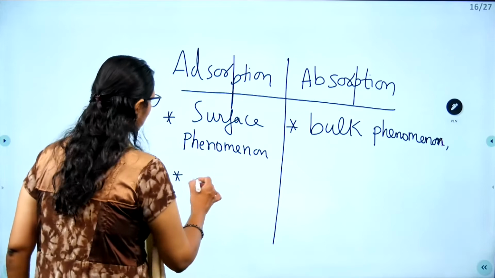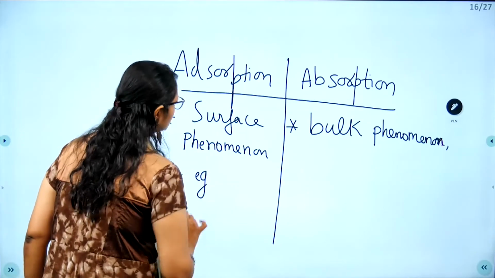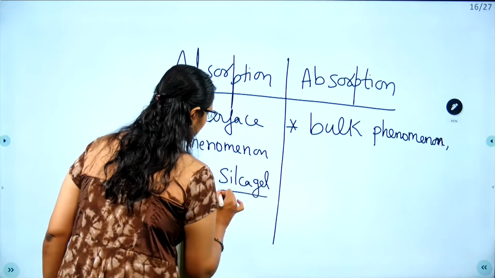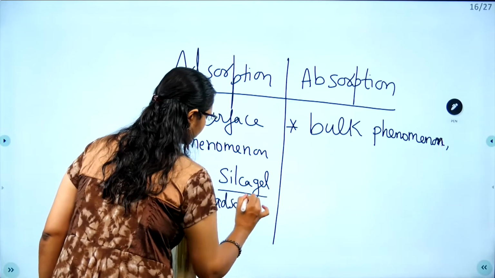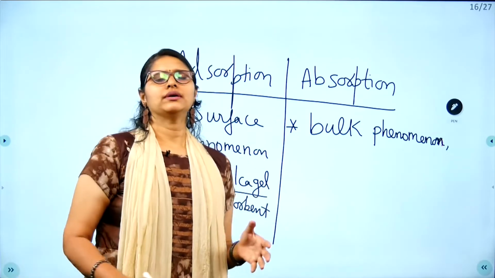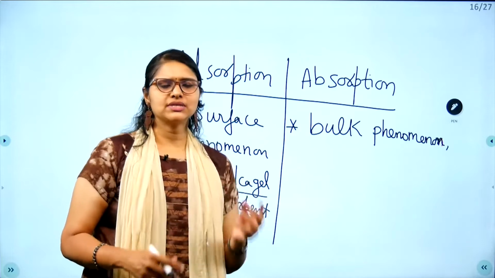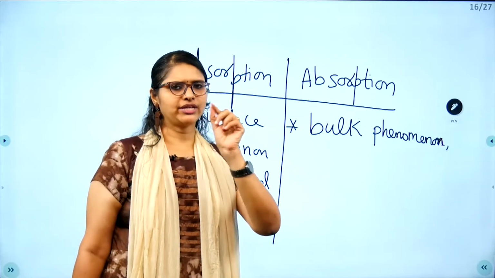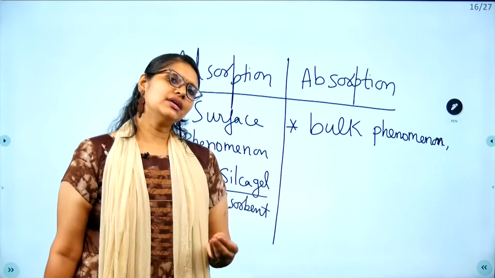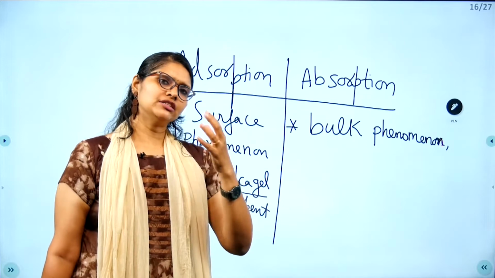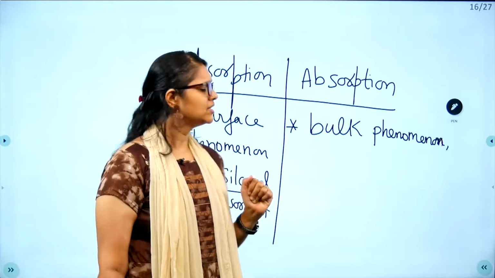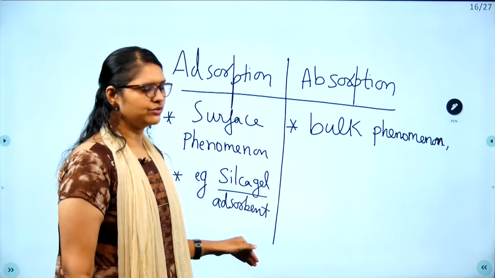We can give an example for adsorption. Silica gel is a very good adsorbent. If you are buying a new water bottle or lunch box, inside you would have seen a white colored packet which consists of silica gel, which is an adsorbent. What it does is it adsorbs the moisture. So silica gel is an adsorbent used.